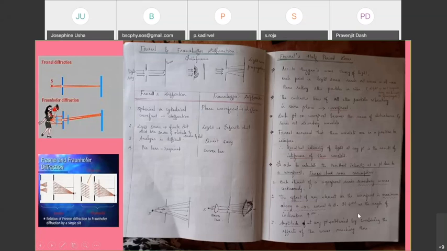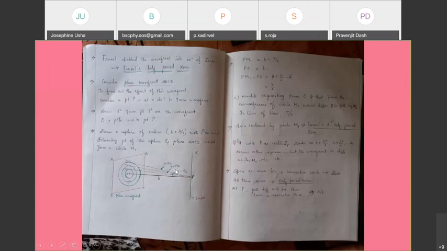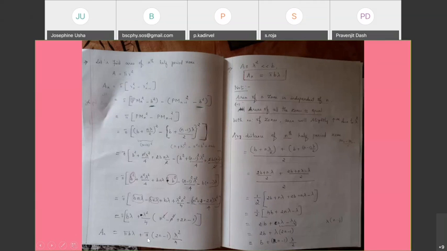So next thing is about Fresnel half period zones. We have discussed what a zone is, and we calculated the area of the nth half period zone, which is equal to pi b lambda. Similarly, we calculated the average distance of the nth half period zone. We stopped there in the previous class. The average distance of the nth half period zone is b plus (2n minus 1) into lambda by 2.